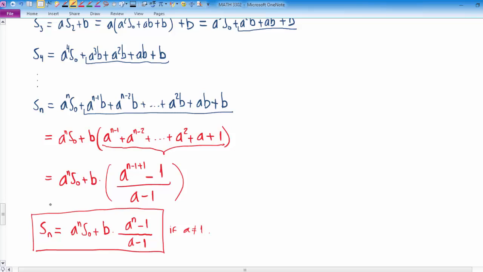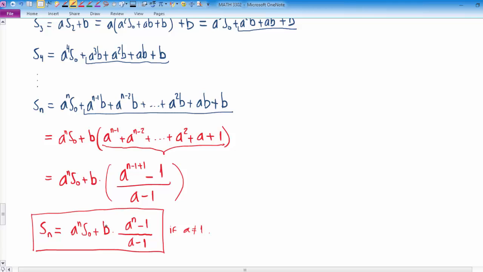Now, here we have a formula for Sn. Notice that this is a closed formula. It does not depend on the previous element of the sequence. So Sn is defined in terms of n, the index, the initial condition, the initial value, or the very first element of the sequence, and also in terms of B and in terms of A. You can see that Sn is not defined in terms of Sn minus 1 or Sn minus 2.